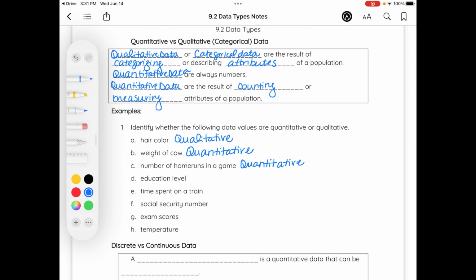The education level that somebody has is qualitative, because there are different categories for the level that you have. Are you a high school graduate? Do you have a college degree? Do you have a post-secondary degree? Do you have a doctorate? Those kinds of things. Those are all qualitative. The time spent on a train is quantitative. We are counting how long we are on a specific mode of transportation. Your social security number. So don't be fooled here. A social security number is qualitative.